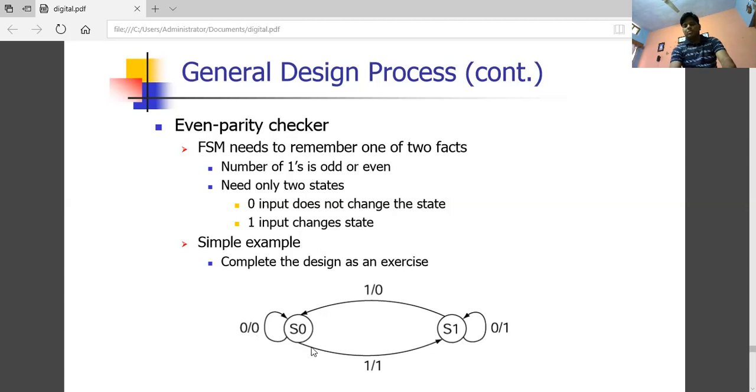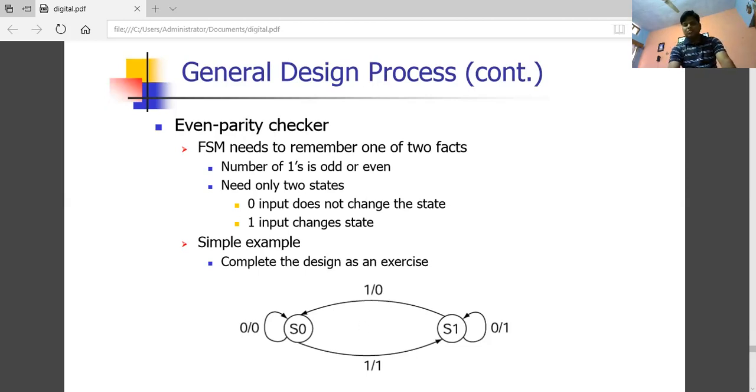Second, S0 goes to S1. The present state S0 goes to next state S1 when X equals 1 and Y equals 1. Next, the present state S1 goes to next state S1 with X equal to 0 and Y equal to 1. X is the input and Y is the corresponding output. Another one, S1 goes to S0. Present state S1 goes to next state S0 when X is 1 and Y equals 0. So this is the simple condition.